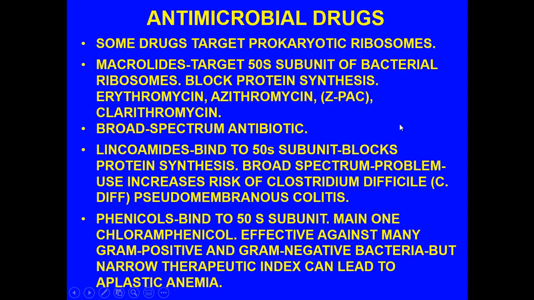Now, some of the drugs target prokaryotic ribosomes. Remember that the prokaryotic ribosomes are different in structure, configuration, and size than eukaryotic. Because of that, you can give a drug and not necessarily interfere with translation in eukaryotic cells, while you affect and shut down translation, the making of the polypeptides at the ribosome site for bacteria. Macrolides will target the 50S subunit of the bacterial ribosome.